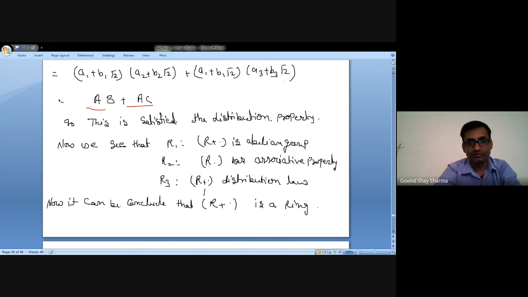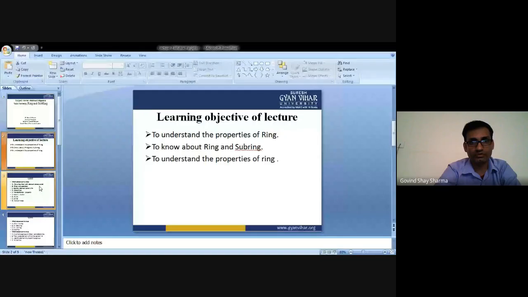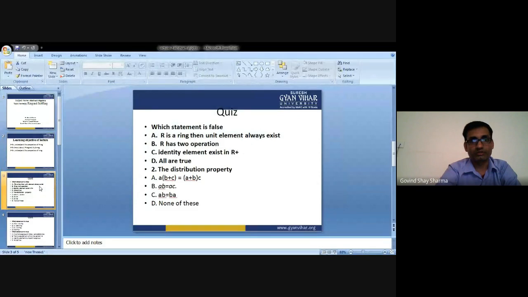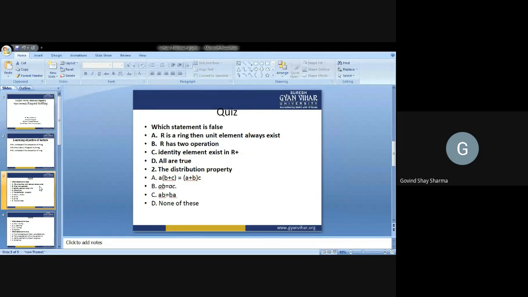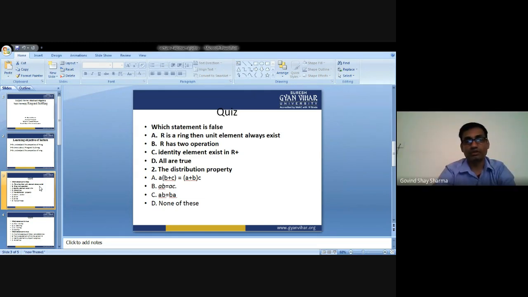Now, quiz time. I start the quiz. Very small questions and interesting. Which statement is false? I already told you in algebra, when each question has statements, in any competitive exam they ask you which are true and false statements. R is a ring, then a unit element always exists.